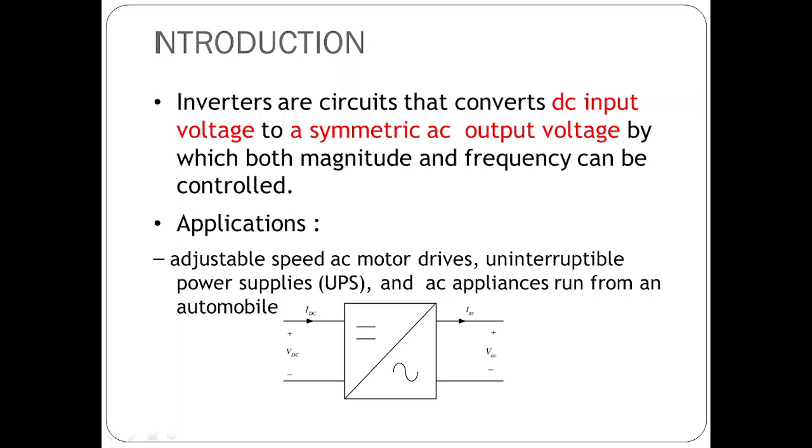VDC is the DC voltage here, and IDC is the current that flows into this block. This block is a power electronic device, and it converts the input signals. The output is AC voltage, and the current here is also AC.